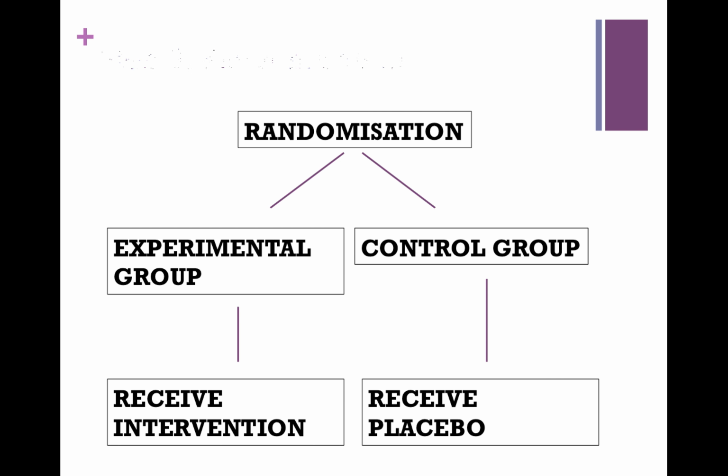Step 3. Randomization. Randomization allocates patients to either the experimental group or control group by chance. This method is to balance the known and unknown confounding factors between the study groups, therefore reducing their impact on the relationship between the intervention and the outcomes observed. Those in the experimental group will receive the intervention, whereas those in the control group will receive the placebo.